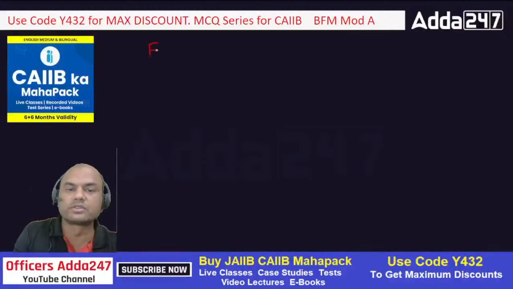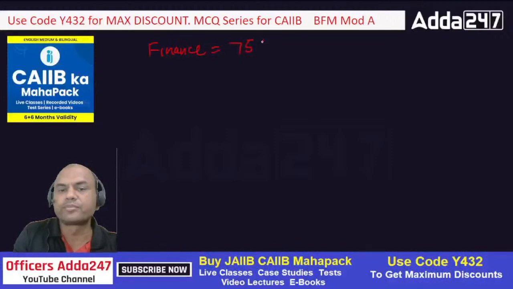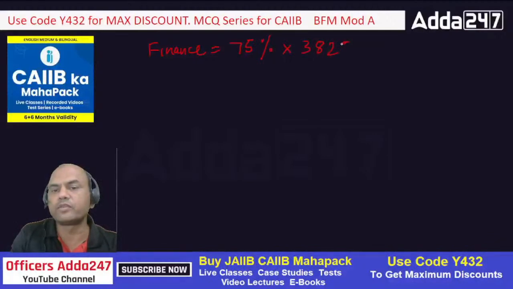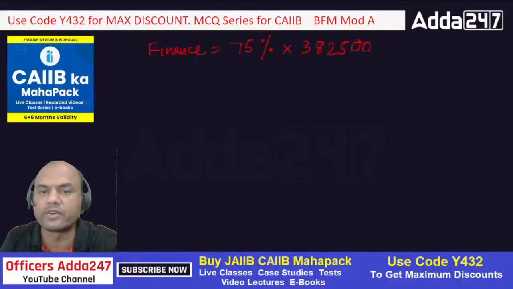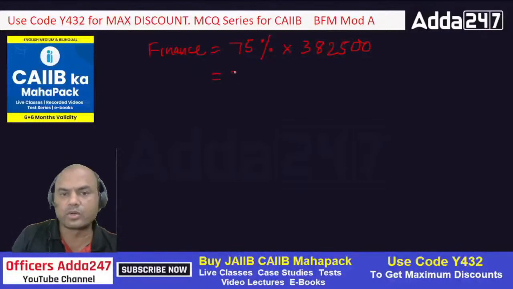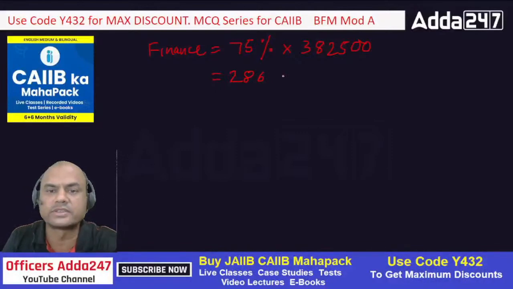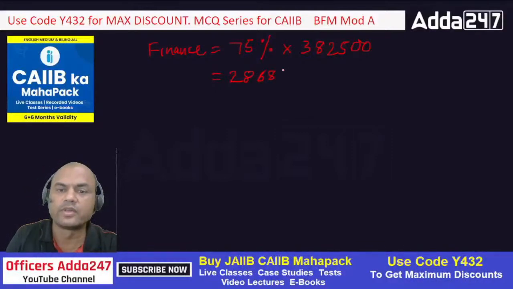So finance equals 75% into 382500. What answer are you getting, everyone? 75% of this is 286,875. Is it so? 286,875, right? So this is the amount of finance I'll be doing in dollars.